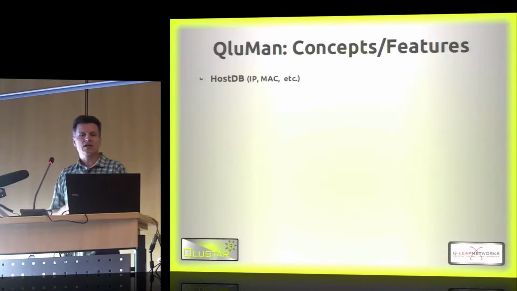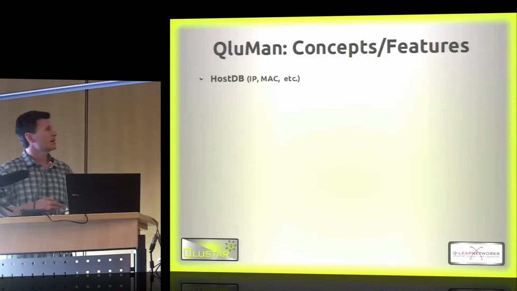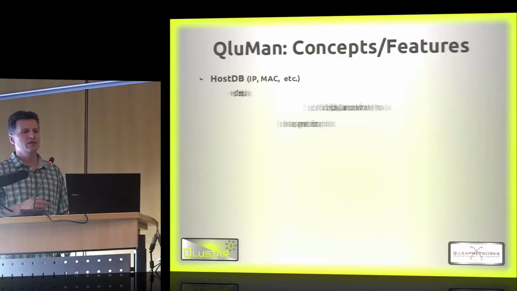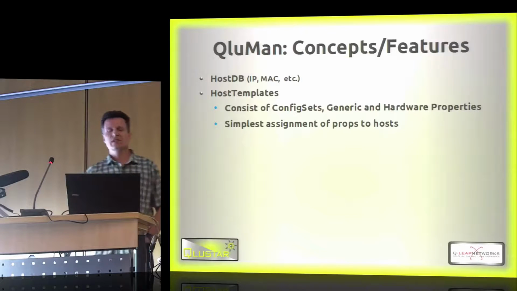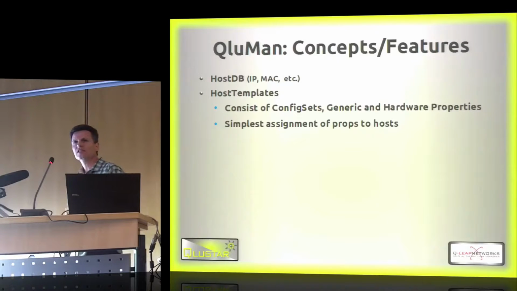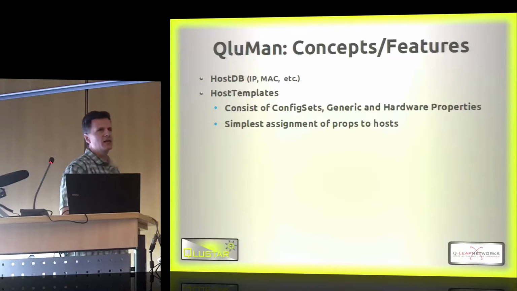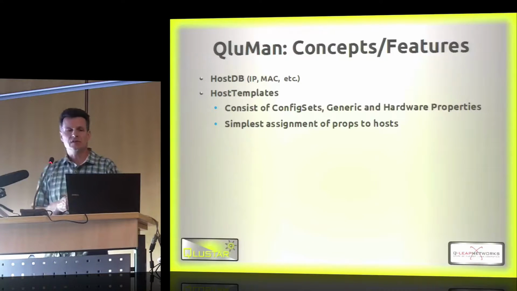Let's have a look at a couple of features of Qlumen, the ideas behind it. So of course it has a host database, that's clear. That's a basic thing: IP, MAC addresses, etc. Then it has this concept of host templates. A host template is actually the crudest, but in many cases sufficient, way of assigning properties to nodes.